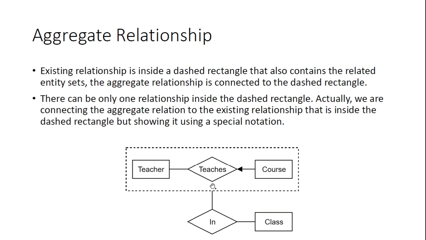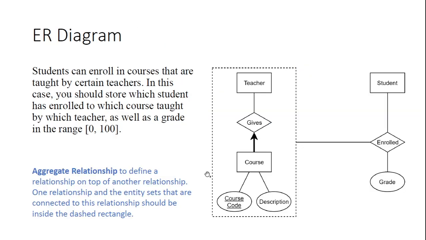Actually, what we are doing is to connect the relationships together, but in the ER diagram, we show it differently. So in the description, it was saying that students can enroll in courses that are taught by certain teachers. In this case, you should store which student has enrolled to which course taught by which teacher, as well as a grade in the range 0 and 100.